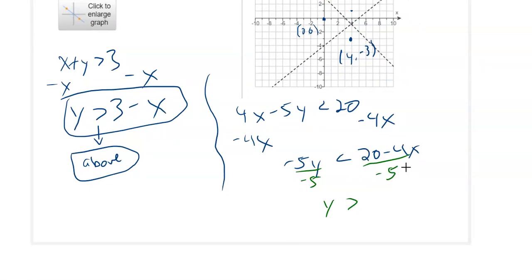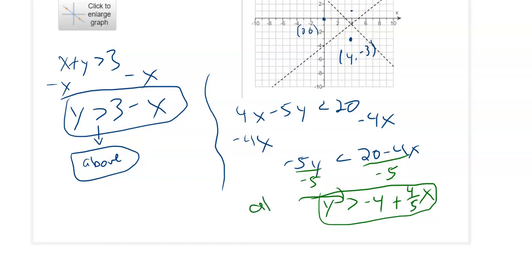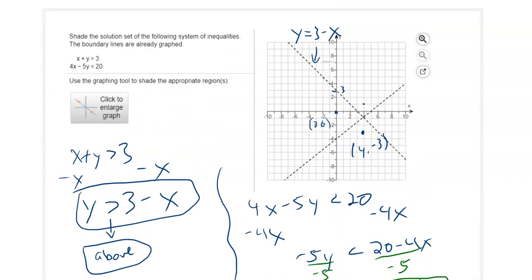And then this negative 5 divides into both of these, so we get 20 divided by negative 5, which is negative 4. Negative 4x divided by negative 5 will be positive, because negative divided by negative is positive. And then we'll get 4/5 x, right? And so that's the second inequality. Because that's a greater than, we actually will shade above in this case as well. So I want to shade above the first line and above the second line. And so that would be this region right here.